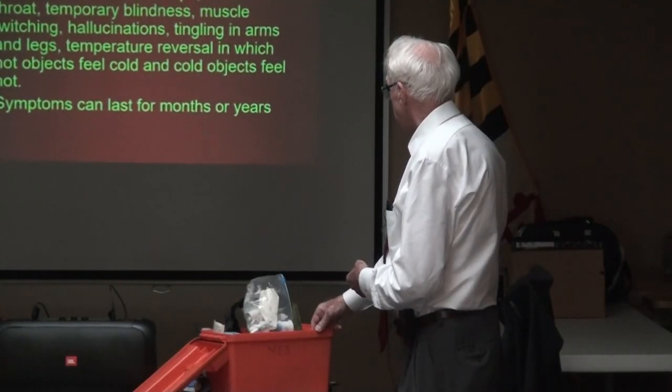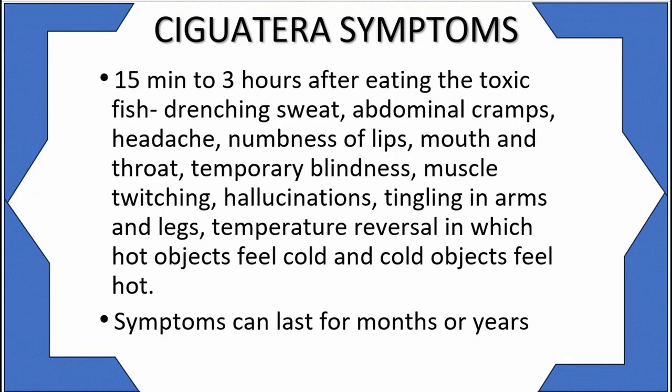So here are the symptoms. 15 or 30 minutes to 3 hours after eating the toxic fish, you get drenching sweat, abdominal cramps, headache, numbness of the lips, mouth, and throat. It all feels numb. Temporary blindness, possibly, where you don't see right. Muscle twitching, hallucinations, tingling in the arms and legs. Temperature reversal, in which hot objects feel cold, and cold objects feel warm. And the symptoms can last for months or years. With my friend, it was 2 years.